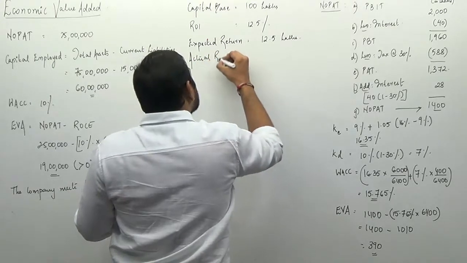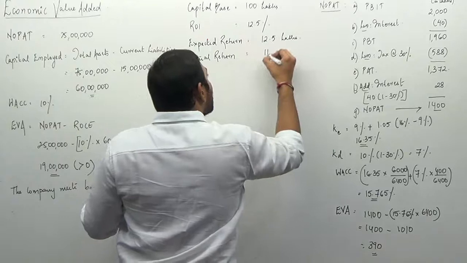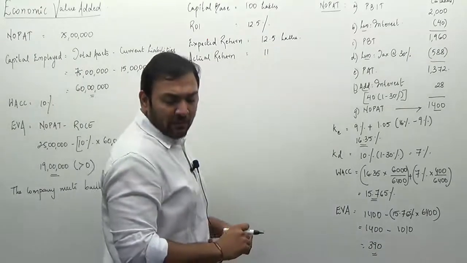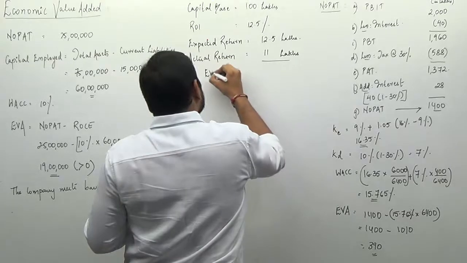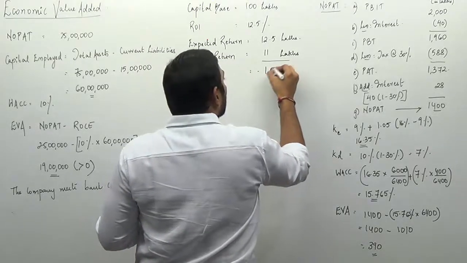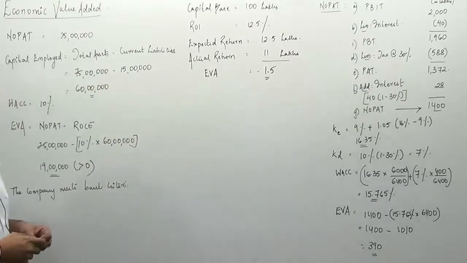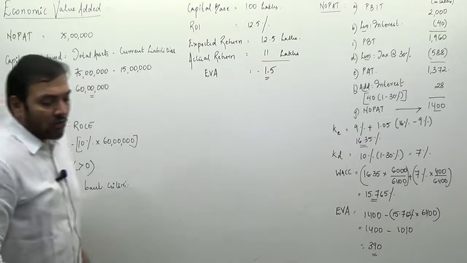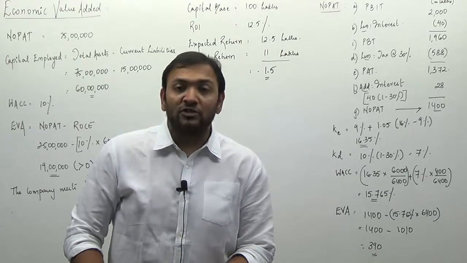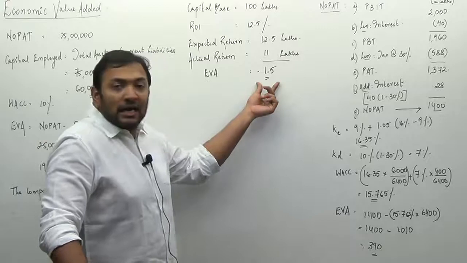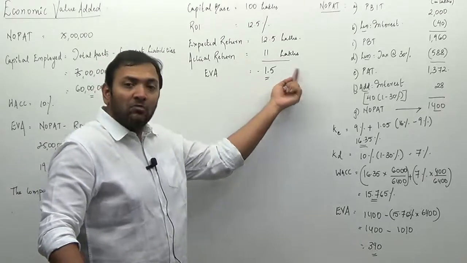What is the actual return that he is getting? Actual return, they earn profits only to the tune of 11 lakhs. This way, we can say that EVA is minus 1.5, negative EVA. He's earning lower than what the average would have earned. What if the new person is employed? He is expecting that the profits will increase by 2.5 lakhs. So once I get 2.5 lakhs here, my EVA automatically will become positive.